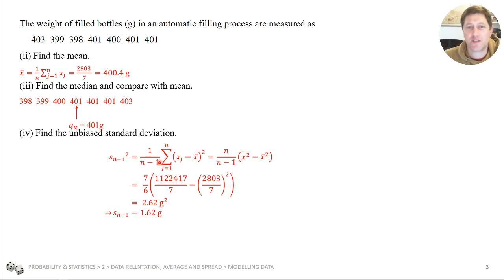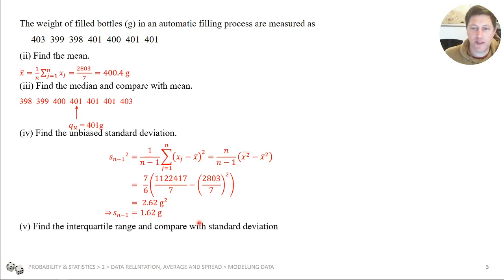And what we're really interested in is what's happening on the production line. Of all the different bottles that get produced every day, we want to know what the distribution is of those bottles. That's more important than what the particular sample that we have is. So using the unbiased standard deviation will give a better estimate of that. It comes out at 1.62 grams.